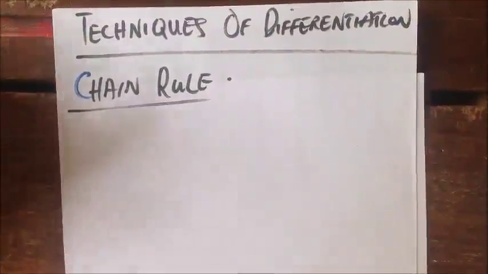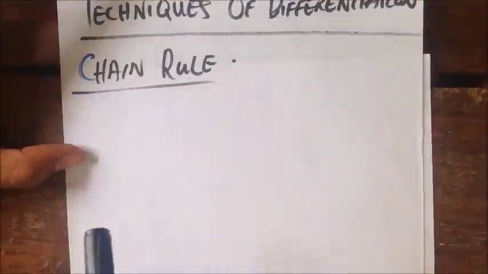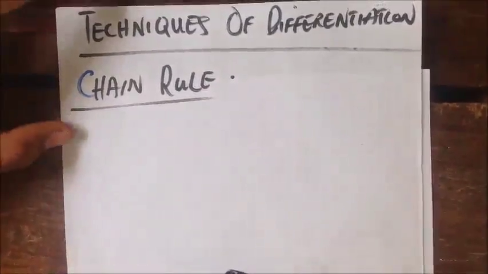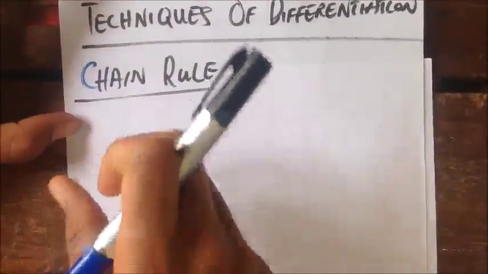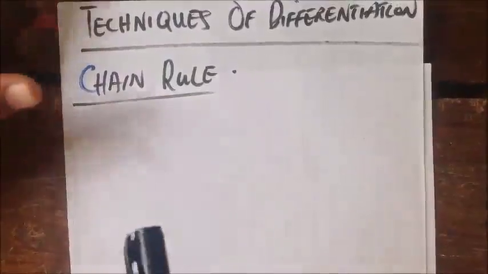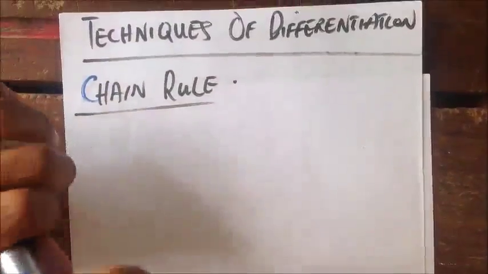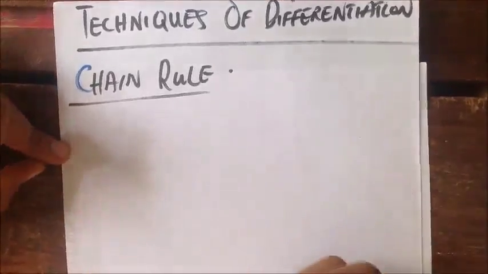Out of the techniques of differentiation, the first one is the chain rule. But before we start, we've talked about first principle differentiation and seen how that works. To understand the chain rule, we have to see what first principle differentiation led us to. It simplified differentiation for us.